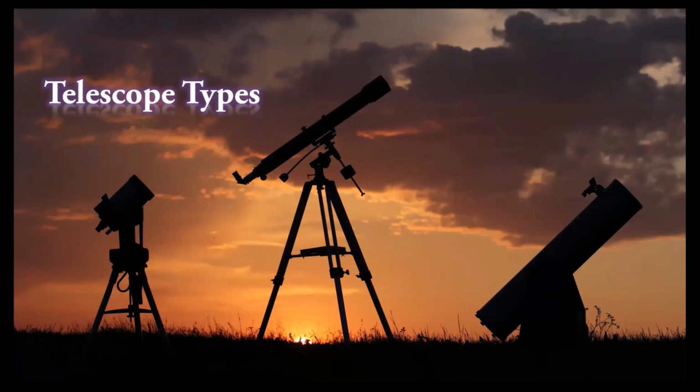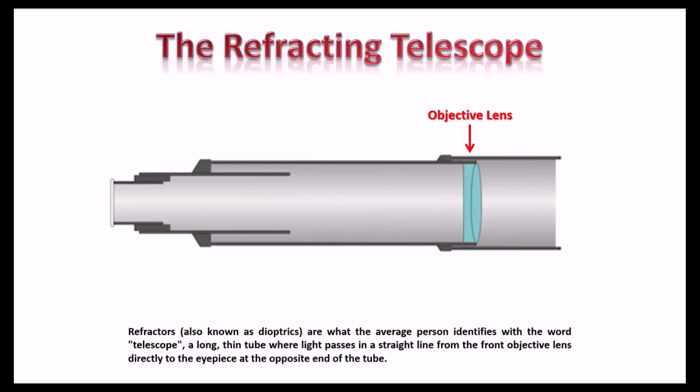All right, so let's get into the telescope types. For most amateur astronomers, there are really only 3 basic types of telescopes. So it's really simple. The first type is the refracting telescope, also known as the refractor. And usually when people imagine the word telescope in their head, this is the type of telescope they think of. A long, narrow tube with a lens, or in actuality, at least 2 lenses up front.